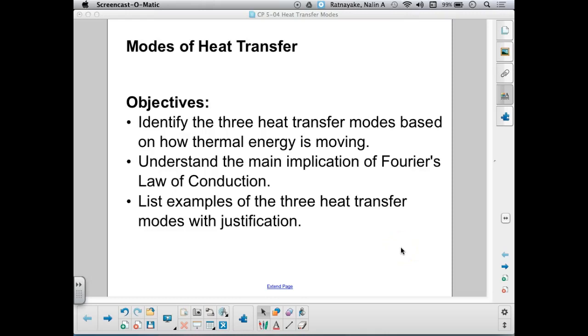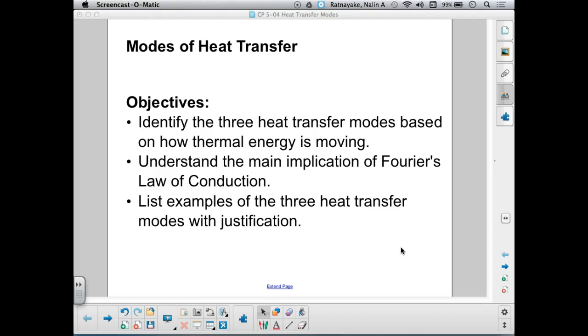Hello students, this lecture is about modes of heat transfer. We have learned in previous lectures that heat is the transfer of thermal energy from one object to another. We're going to learn about how that happens. There are three main ways that heat can happen, and we'll take a look at what makes each one work.